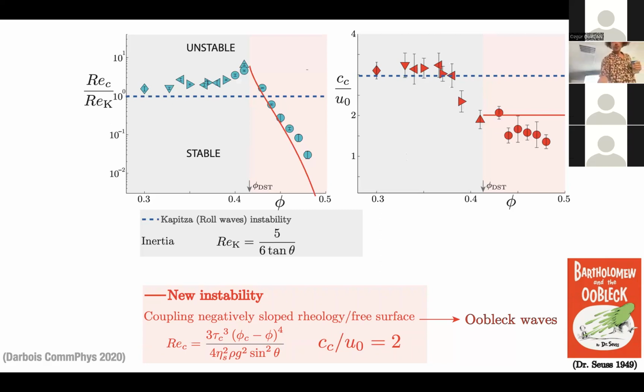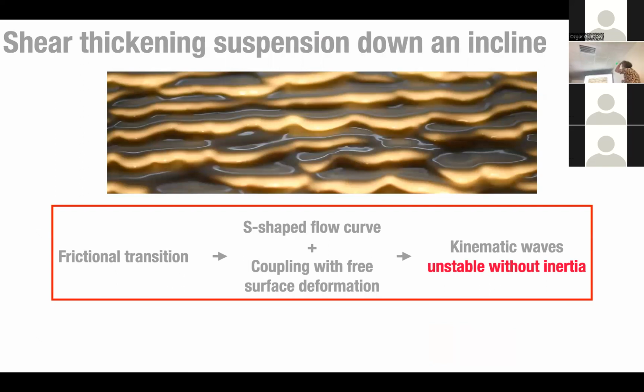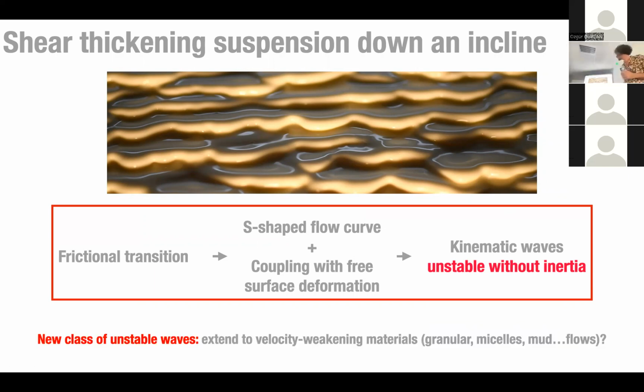All right. So just to sum up on this, it's quite interesting because here we see that from the frictional transition, the grains interacting through the repulsive force, we can have a frictional transition which leads to S-shaped rheograms. If you couple this with the free surface deformation, then you have kinematic waves that can emerge even without inertia. And usually for kinematic waves, there is always inertia involved. So it's quite a generic mechanism. And so it will be interesting to see if we could extend that to other systems which are velocity weakening, like some missiles or some granular media, also velocity weakening.